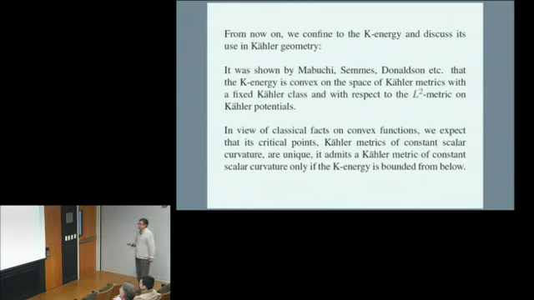Okay. So in view of classical facts on convex functions, we expect its critical points. In this case, if we apply it to the K energy, then the critical points are simply Kähler metrics of constant scalar curvature. So we expect they are unique, right? Because for a convex function, if it has a critical point, it should be unique. So just think it's the most classical case. And also, it admits a Kähler metric of constant scalar curvature only if the K energy is bounded from below. Okay. So it's also a simple fact about convex functions.